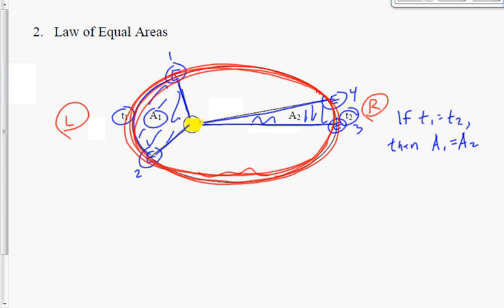The ellipse is much closer to being a circle, therefore the speed isn't nearly as different as I show you here. But the idea is there. The speed changes. The ellipse is there as opposed to a circle. If T1 equals T2, then A1 equals A2.